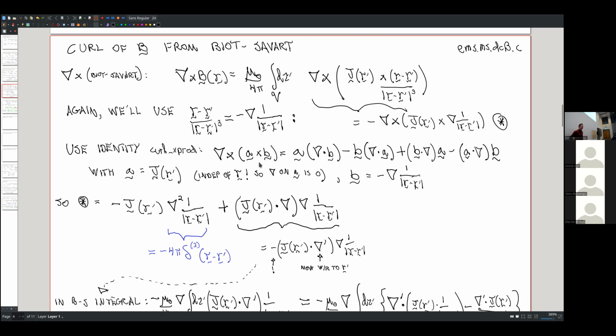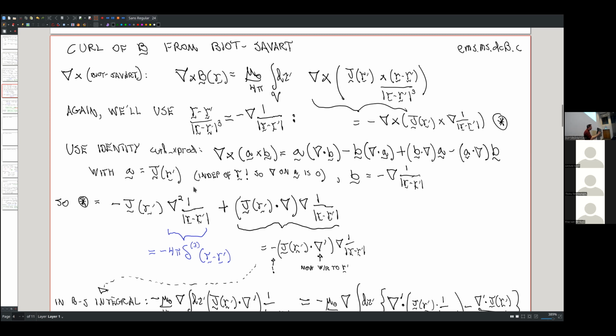Okay, again, don't know this by heart. It's tabulated. You can just use it. Okay, so again, doing absolutely exactly the same thing. So once again, we'll put A to be this J of R prime, and the B is going to be minus grad of 1 over R minus R prime. And then we just replace and compute.